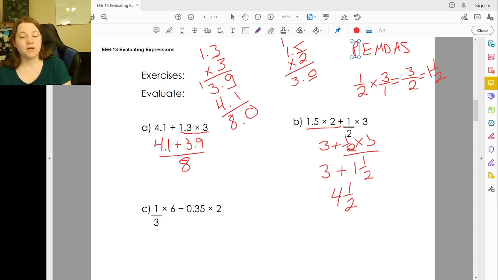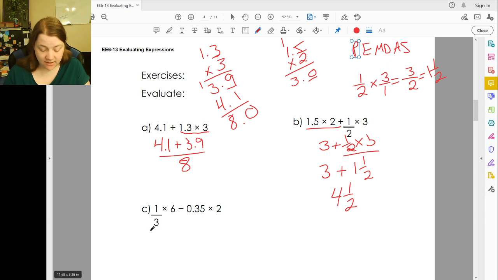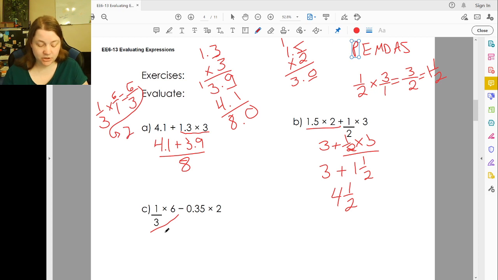Letter C, let's go ahead and take a look at this one. We have 1/3 times 6 minus 35 hundredths times 2. So remember that I want to look at what's in parentheses or brackets first, and I don't see anything. I also don't see any exponents. So my next step is to multiply or divide. Starting at the left, I have 1/3 times 6, or 1/3 times 6/1. 1 times 6 is 6. 3 times 1 is 3. 6/3 is the same as saying 2 wholes.